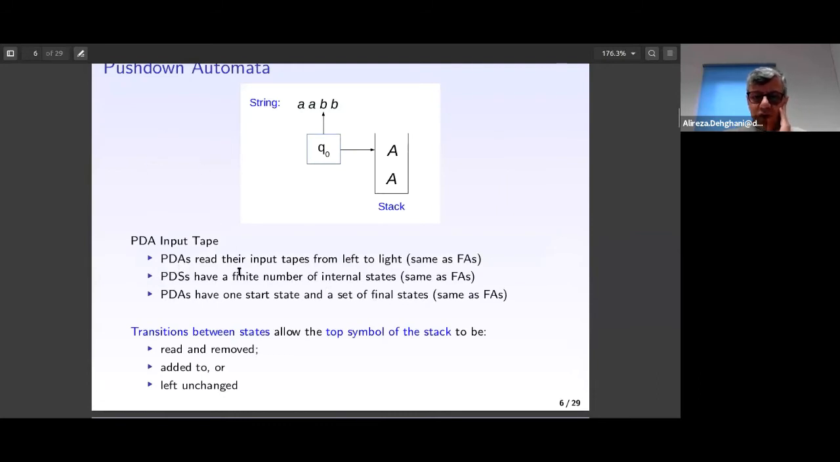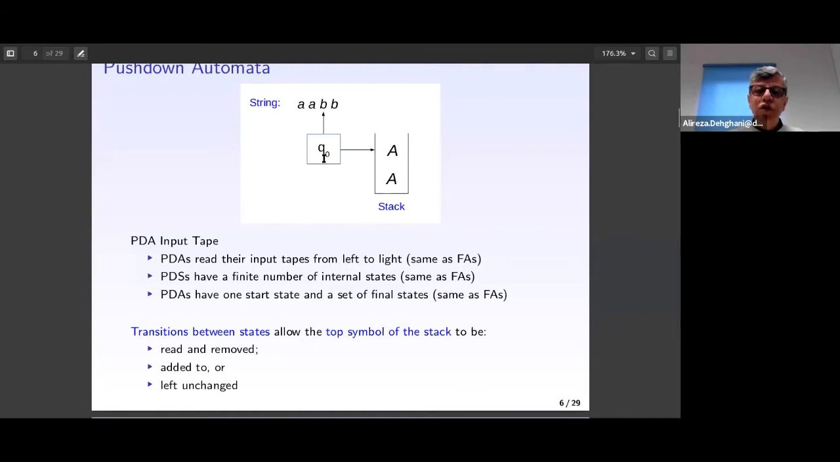So that's exactly what we discussed. Let's go to that. A PDA reads its input tape from left to right, like a finite automata. PDAs have a finite number of internal states. A PDA has one start state, very similar to finite automata, and it could have a set of final states. Again, very similar. So in this sense, it is completely similar to what we had in finite automata. The transitions between the states allow the top symbol of the stack to be read and removed, added to, or left unchanged.